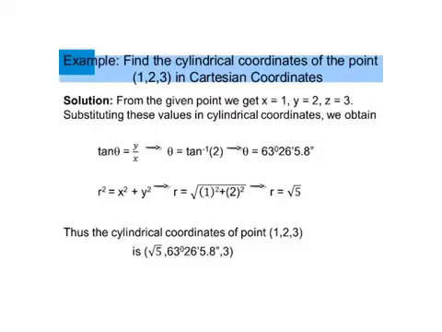We have another transformation equation, for r squared, in order to find the value of r, which is given by x squared plus y squared, that gives r equals square root of x squared plus y squared. Now substituting the values of x and y, we are left with r equals square root of 5. Thus the cylindrical coordinates of the required point are given by square root 5, 63 degrees and 3, which is 3 units from the z-axis.